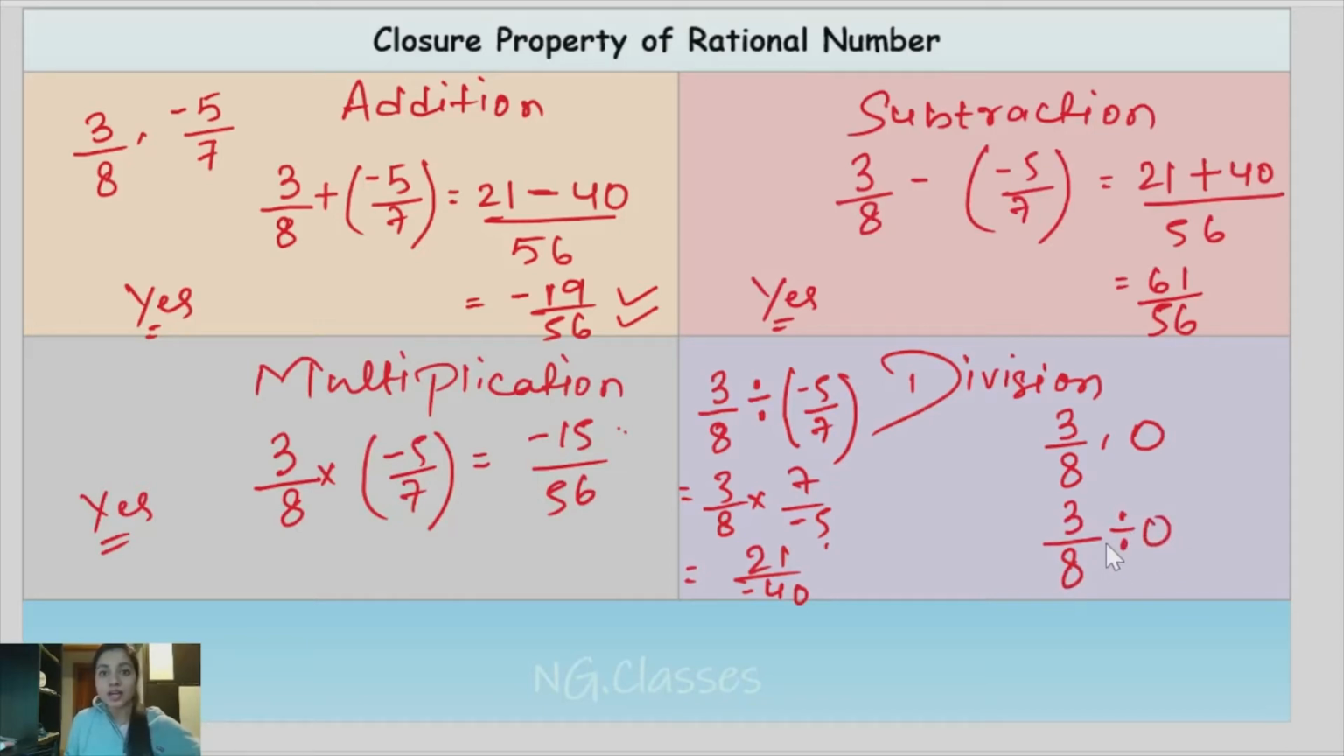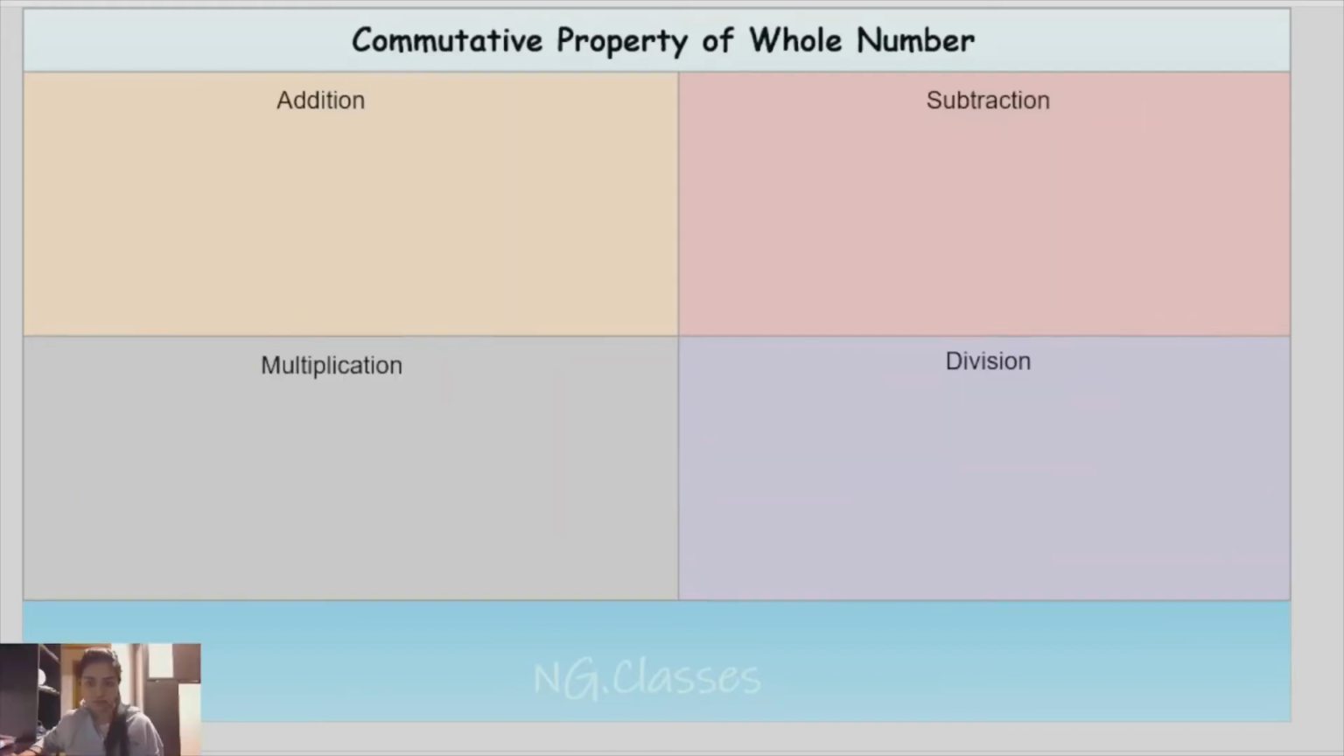Now recall the concept of rational numbers, the definition. 0 can't be the denominator. Q will never be 0. So here we will conclude that for division it will not be closed. Just for this exception. Just because of this exception it will not be closed for division.